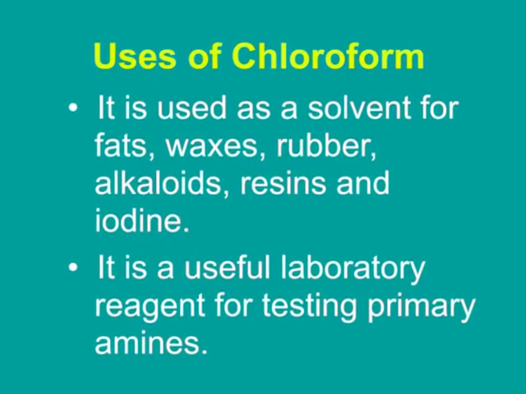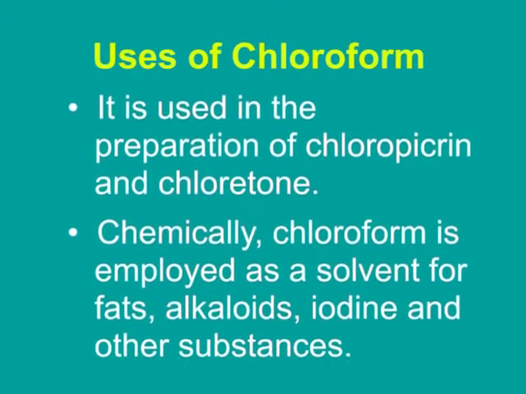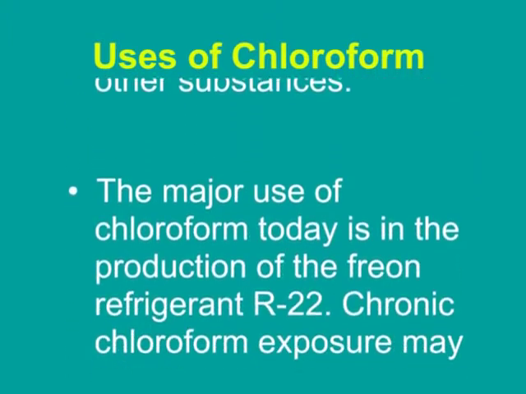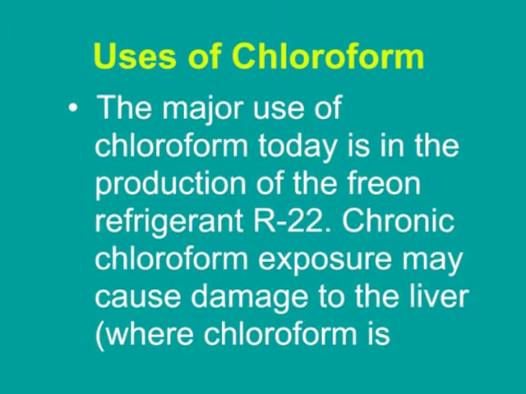It is used as a solvent for fats, waxes, rubber, alkaloids, resins and iodine. It is a useful laboratory reagent for testing primary amines. It is used in the preparation of chloropicrin and chloritone. Chemically, chloroform is employed as a solvent for fats, alkaloids, iodine and other substances. The major use of chloroform today is in the production of the Freon refrigerant R22.